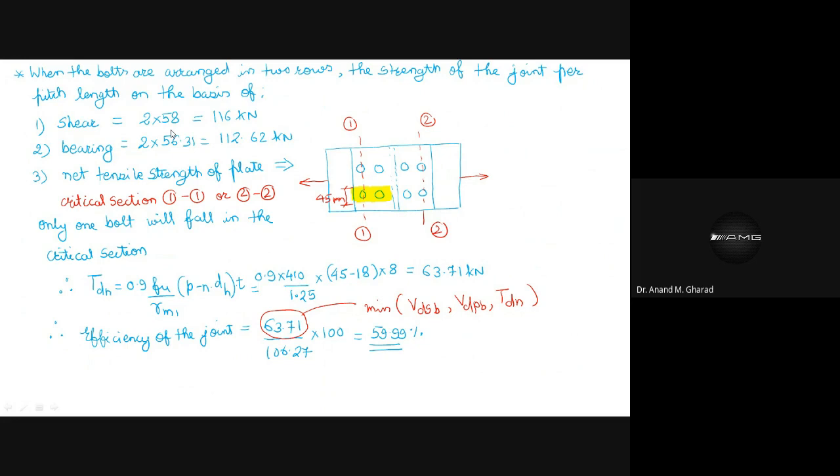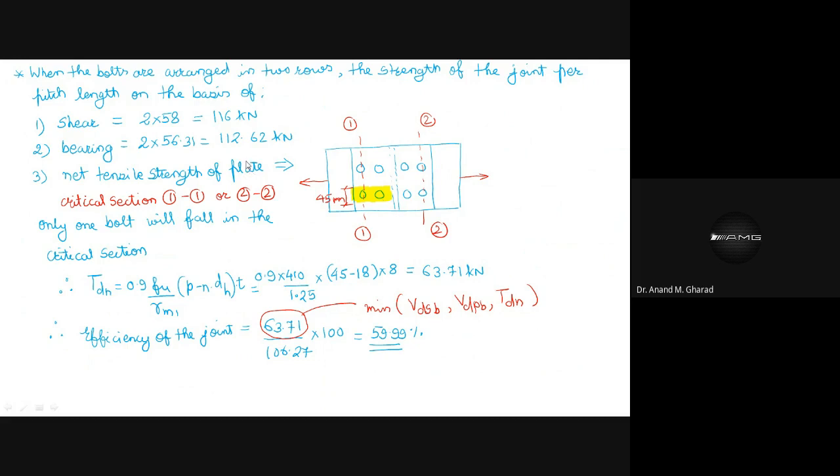See, we are doing calculation with respect to per pitch length distance. And you can see over here in this pitch length, how many bolts do you observe? Two. There are two bolts. And for this, the shear will be the number of bolts times whatever shear strength we have calculated for case number one. It will be multiplied by 2 because there are 2 bolts. Had there been 3, we would have multiplied it by 3, and so on. So this is the per pitch length distance for which we have calculated the shearing strength. Similarly, the bearing strength will be twice. Do you agree?